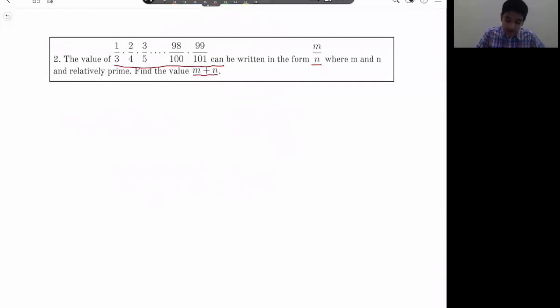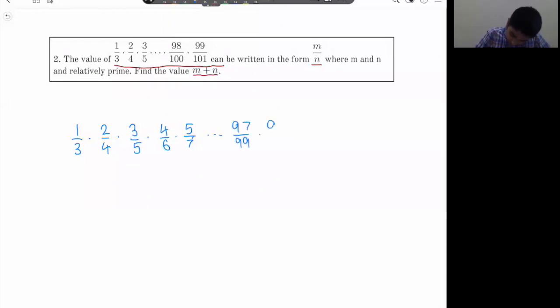So basically what this means is that we have to convert it to a fraction in simplest form and then find the sum of the numerator and denominator. So let's write some more terms to get a clear idea of what's happening. 1 over 3 times 2 over 4 times 3 over 5 times 4 over 6 times 5 over 7 dot dot dot times 97 over 99, 98 over 100 times 99 over 101.